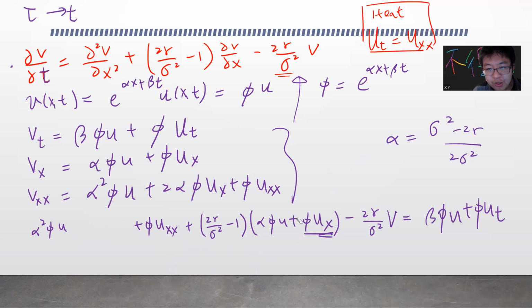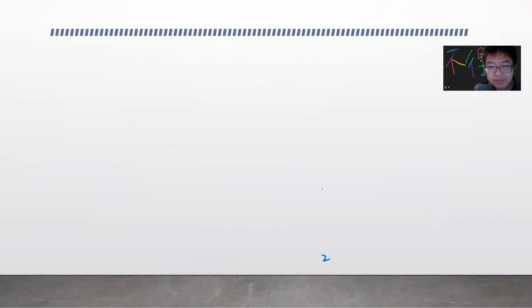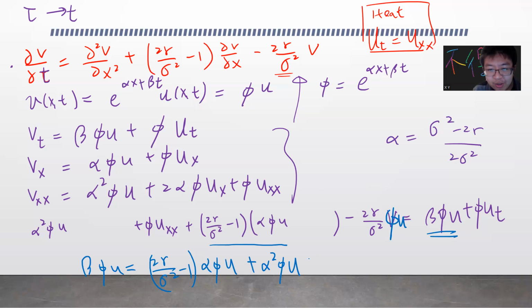So complicated. Now I still need to ignore this v term, right? This v term in this case is the u term. So I get beta phi u and this term. I can choose beta phi u equal to 2r divided by sigma squared minus 1 times alpha phi u. There's still a term alpha squared phi u. Oh, by the way, there's still a phi u here. So there's still a minus 2r divided by sigma squared phi u. So this gives us a way to solve this beta.